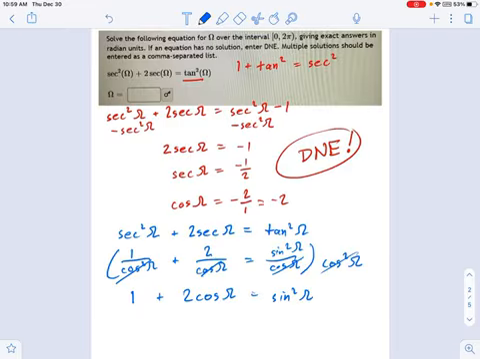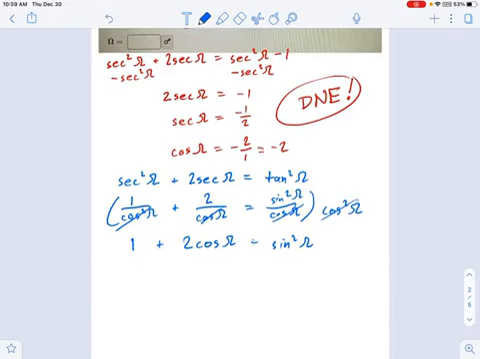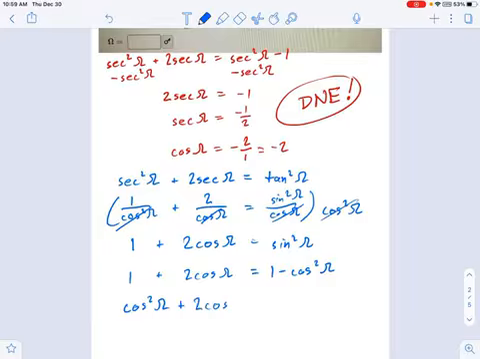And now we can make a sine squared substitution using the Santa Claus identity. Okay, so that's going to be equal to 1 minus cosine squared omega. And here we still have 1 plus 2 cosine. So move some things around. I want cosine squared on the left, so it's positive. And that's going to be cosine squared plus 2 cosine equals 0. The 1's canceled out. So this becomes cosine of omega, that's my GCF, times cosine omega plus 2 equals 0.